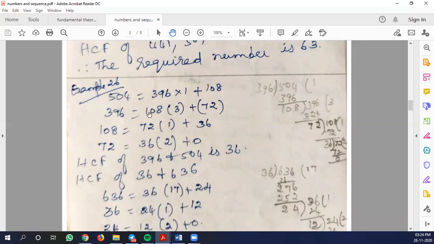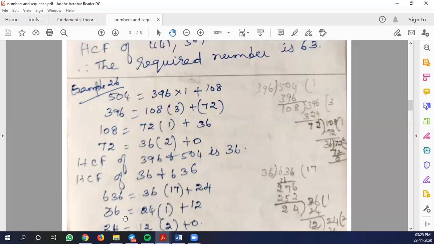So how many times? Only one time. So the remainder is 36. Now you have to take this divisor 72 and divide it by the remainder, that is 36, 2 times. So the remainder is 0. So the HCF of 396 and 504 is the last divisor, 36.